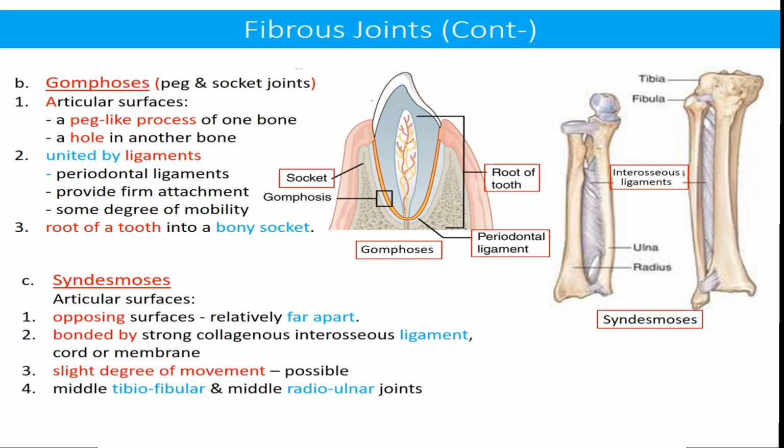Third variety is syndesmosis. The opposing articular surfaces are relatively far apart. They are bonded by strong collagenous interosseous ligament, cords, or membrane, and slight degree of movement is allowed at these joints. Example is middle tibiofibular and middle radioulnar joints.